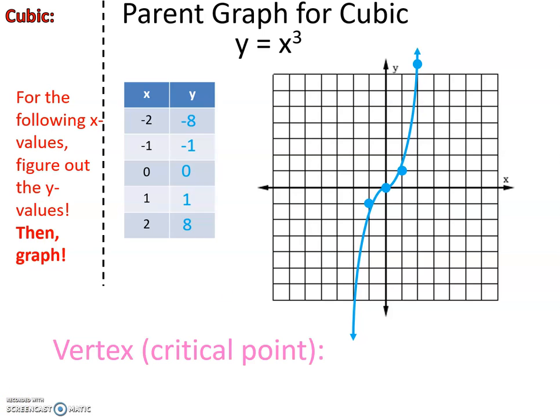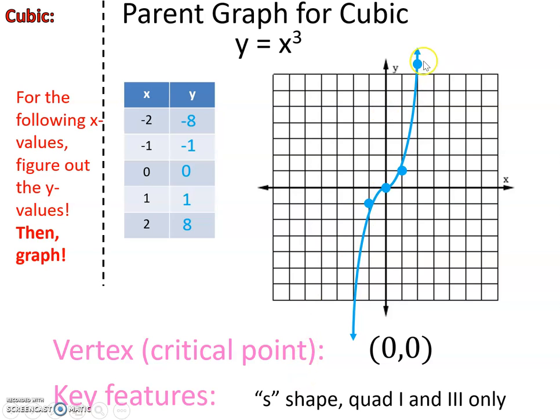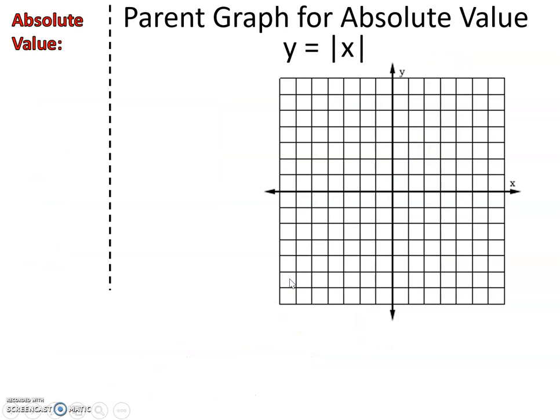So the critical points in this graph, well, the vertex is a critical point. That's 0, 0. The key features: it is kind of an S type of shape graph, and it's only in quadrants 1 and 3. Those are some key features about this graph. And this is the parent graph for a cubic.